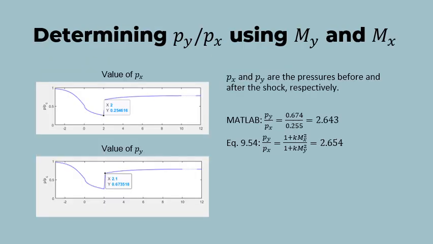For the last part of our investigation, we will determine Py by Px, or the pressure ratio before and after the shock, using equation 9.54 and compare it with values from the tool, which I obtained by selecting the points on the pressure graph before and after the shock and dividing the values. The tool and the equation yield similar values, around 2.65.